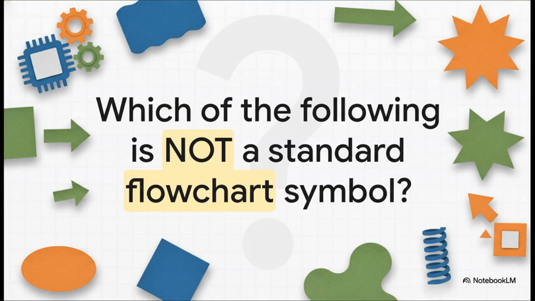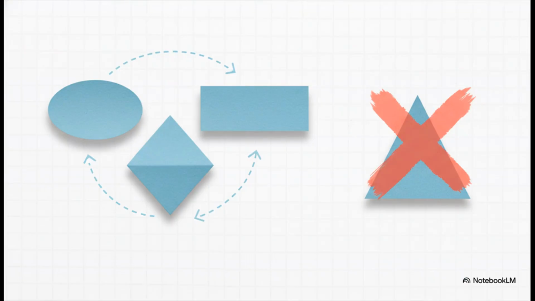One more, just to lock this in, take a look at the options on the screen. Which one of these shapes is the odd one out? Which one isn't part of our standard toolkit for making these flowcharts? Yep, the triangle. Well, you might see it in some super specialized diagrams. For our blueprint, the oval, rectangle, and diamond are the fundamental shapes you need to know.